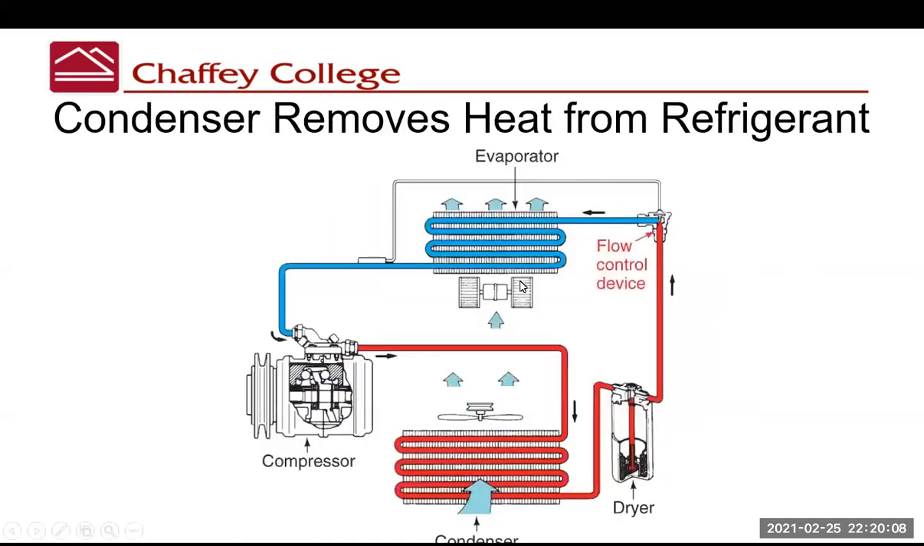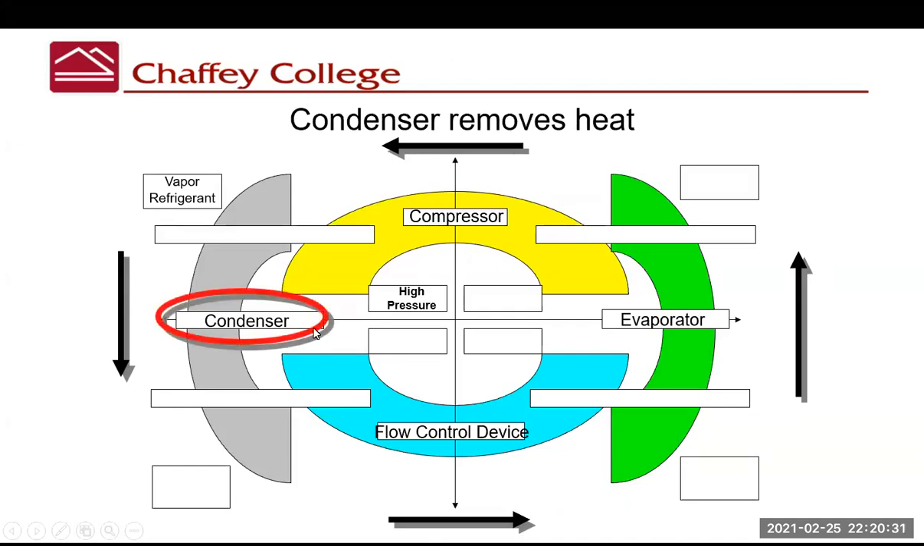Next, we're going to go to the condenser. Remember, the compressor feeds high pressure vapor into the condenser. The condenser is at the front of the car. It has a fan that can draw air across the condenser, or it can get ram air when the vehicle is going fast enough. So we'll say the condenser removes heat. What it does is, by taking that air across the condenser, and because the hot, high pressure vapor refrigerant is inside the condenser, it removes heat.